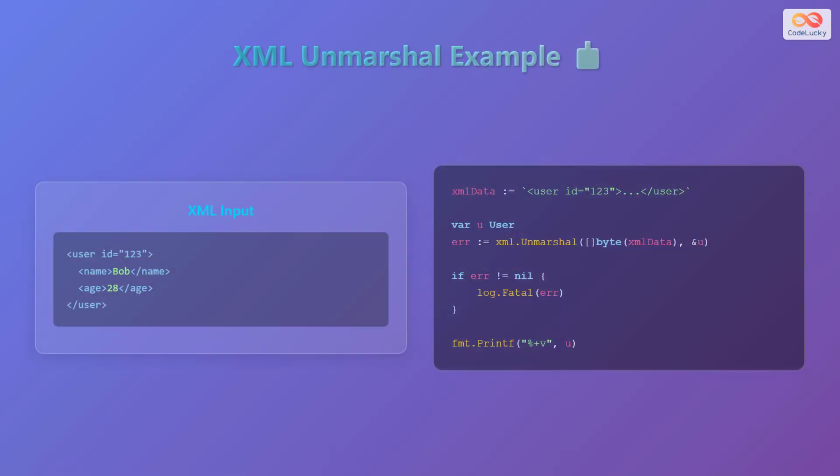Now let's see how to unmarshal, or decode, XML data into a Go struct. First, we have an XML input string containing a user element with an id attribute set to 123, a name element with the content Bob, and an age element with the content 28. Next, we declare a variable u of type user. We then use the XML Unmarshal function to decode the XML data into the u struct. If there's an error during the unmarshaling process, we log the error and exit. Finally, we print the contents of the u struct using fmt.Printf with the %+v verb to display the field names and values.